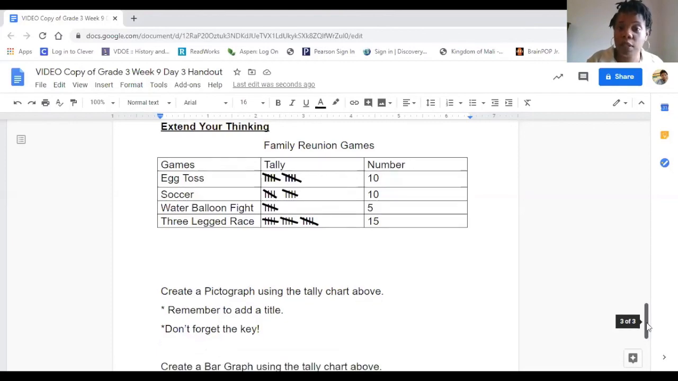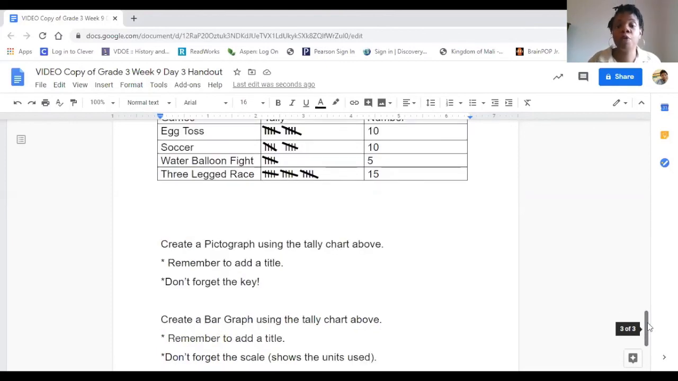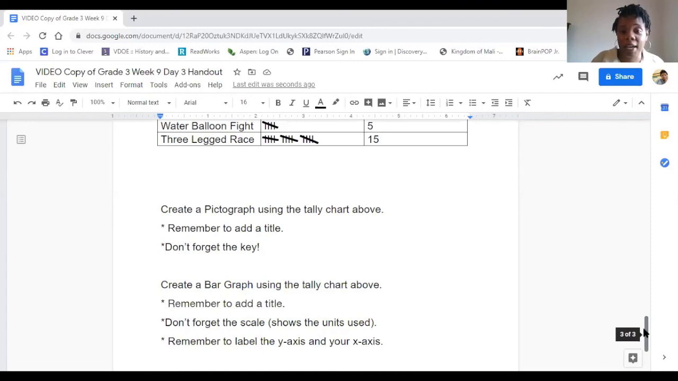There are some things that you need to remember, okay? Remember to add a title for both. Do not forget the key for your pictograph, very important. And don't forget the scale for your bar graph, and remember to label the y-axis and the x-axis.